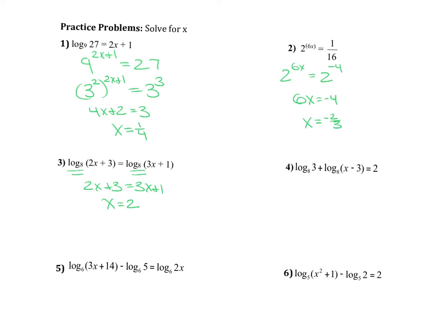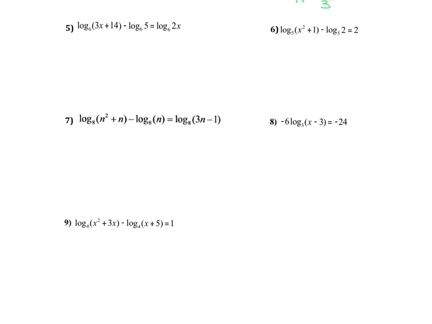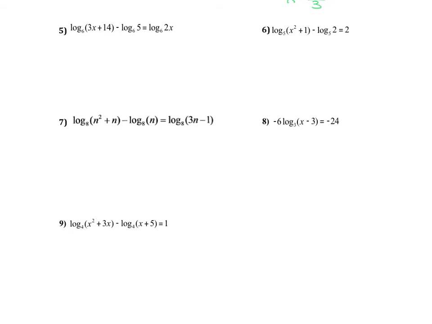Problem 4. Same base. We are adding, which really means multiply. Convert it from logarithmic form to exponential form. 64 is 8 squared. Solve for x. 73 over 3. Moving on to problem 5. Again, logs are in terms of the same base. And we are subtracting, which means we divide.